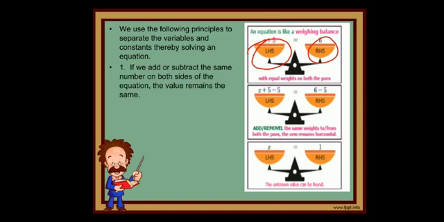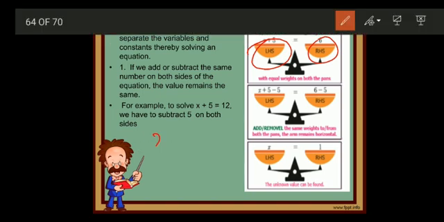If we add or subtract the same number on both sides of the equation, the value remains the same. When you add or subtract on both sides of the equation, the value of the equation remains the same. We'll take an example. We have to solve the equation x plus 5 is equal to 12. We need to find the value of x.